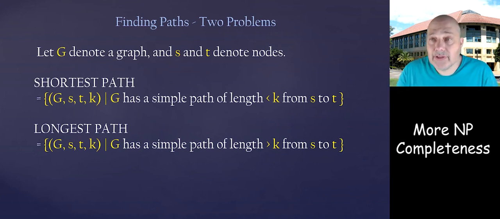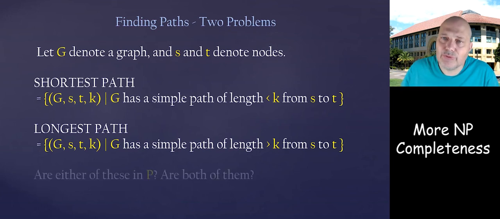Now these two problems seem similar, but one of them is in polynomial time, and one of them is NP hard, NP complete. Do you know which is which? Shortest path, you're going to see algorithms for in CS161. It's the bread and butter of algorithms. All the search algorithms give you this shortest path. Longest path is actually NP complete. We're going to see that.